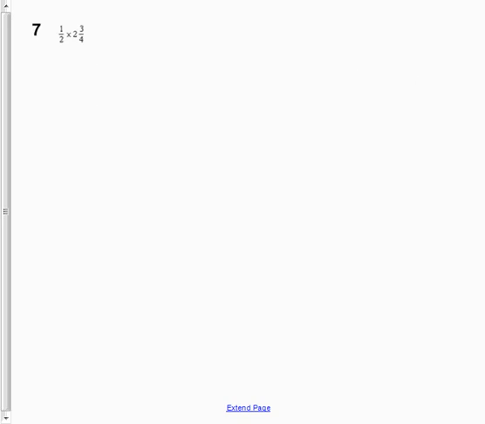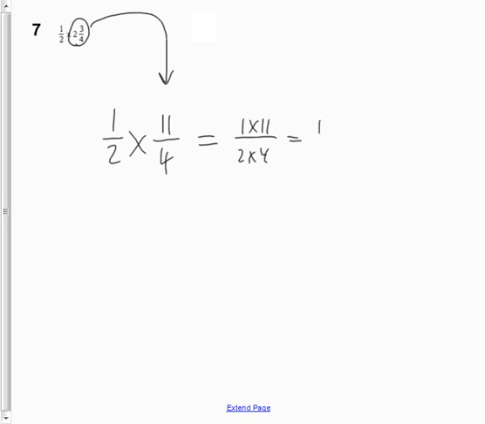Question 7, all of you got it right except for maybe one person or 2 people. A half multiplied by, if you have a mixed fraction, it's easiest to change that mixed fraction to improper, would be 11/4. Multiply your numerators, multiply your denominators, you get 11/8, which is 1 and 3/8.